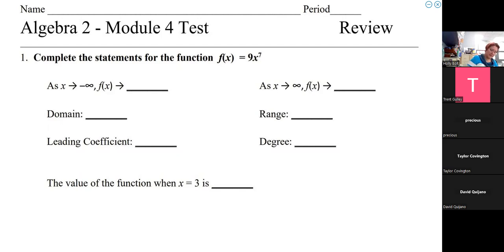First thing I look at is my leading coefficient. In this case, because it's a monomial, this is my leading coefficient right here. I'm actually going to write that down where it says leading coefficient. That's a 9. Is that leading coefficient a positive or a negative number? It is a positive. And so what that tells me is that the right side goes up.